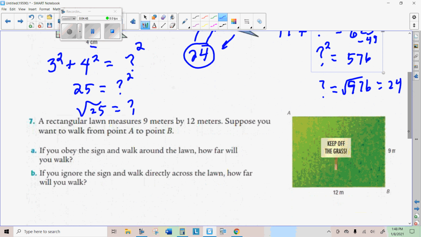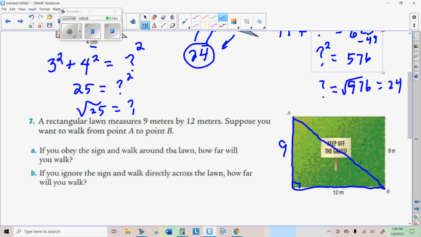Another cool thing about this is you can find the shortcut, like if you're traveling by helicopter, the shortcut instead of going by highway. A rectangular lawn measures 9 meters by 12 meters. Suppose you walk from point A to point B. Suppose you decide not to listen to the sign and you go from here to here straight across. Take the shortcut. Instead of walking the long way, which would be 9 meters, and then 12 meters.